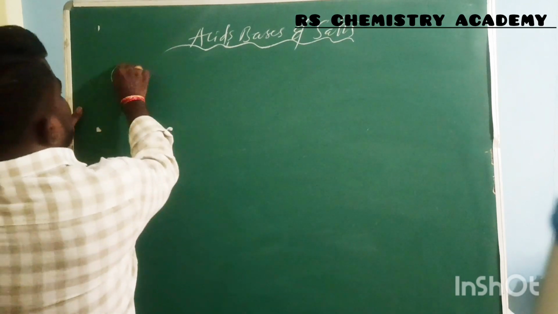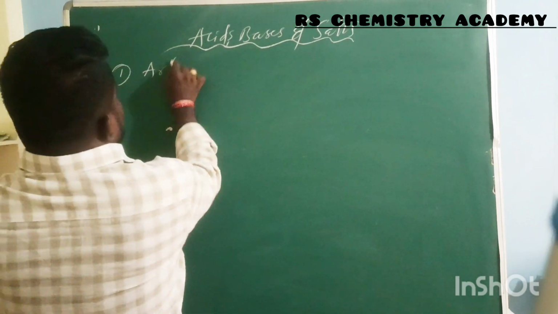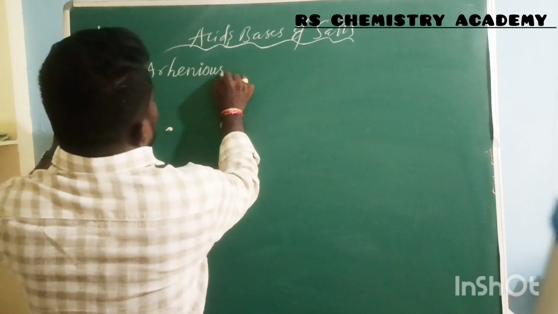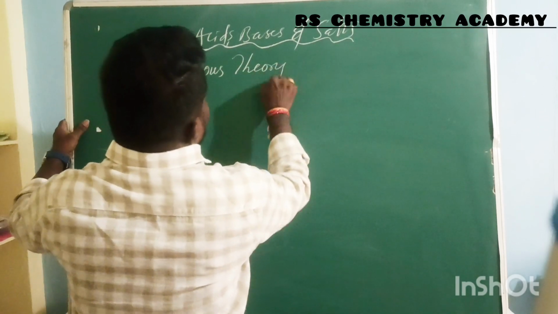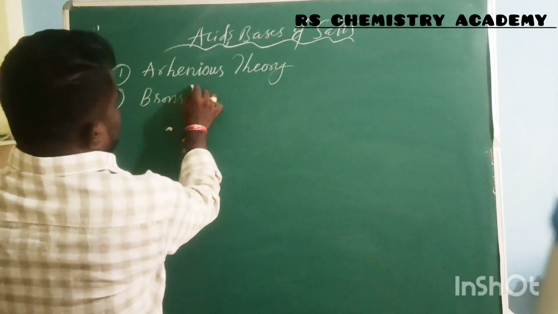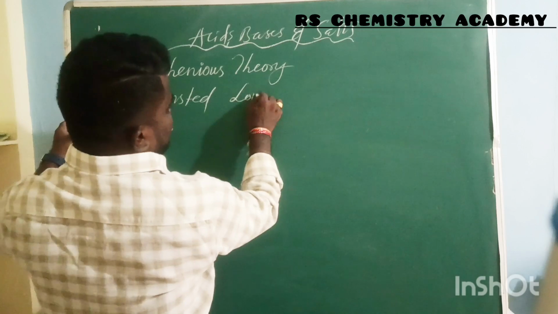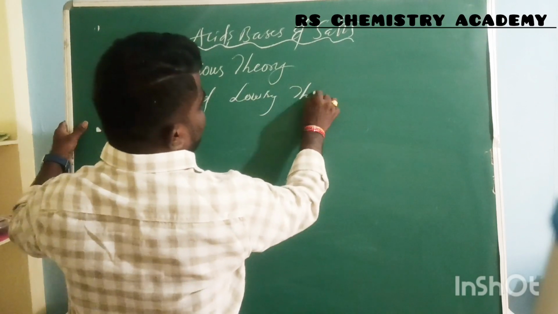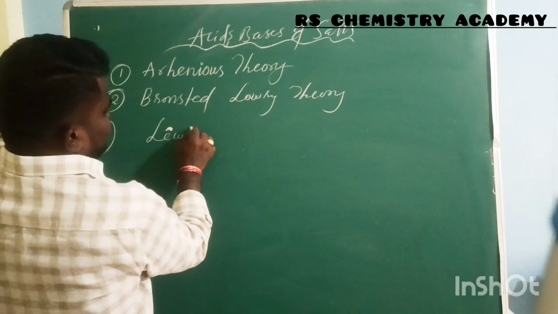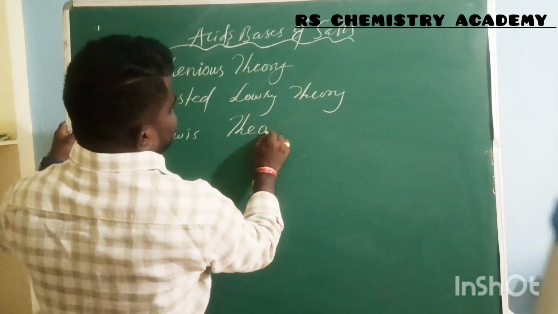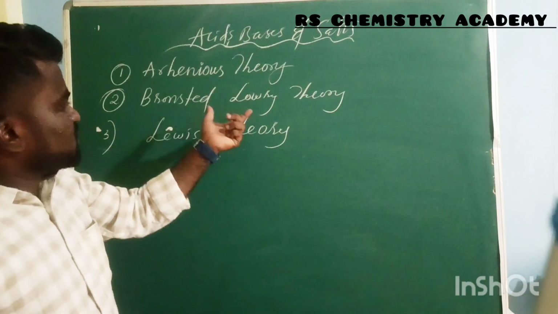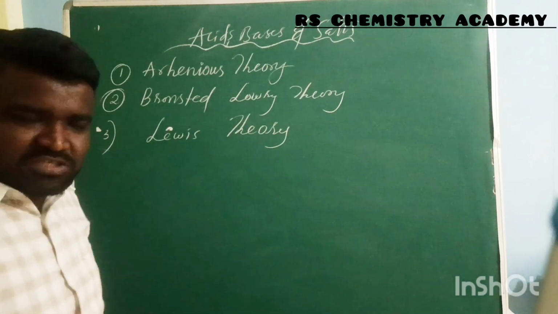First one, Arrhenius theory. Second one, Bronsted-Lowry theory. Third one, Lewis theory. Arrhenius theory, Bronsted-Lowry theory and Lewis theory.